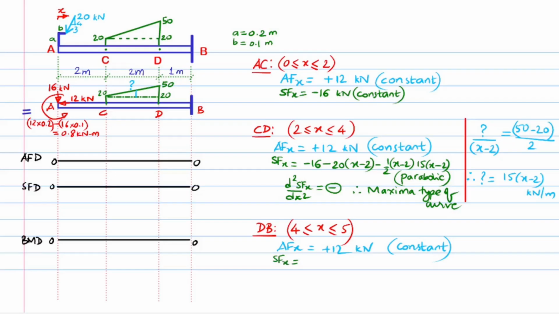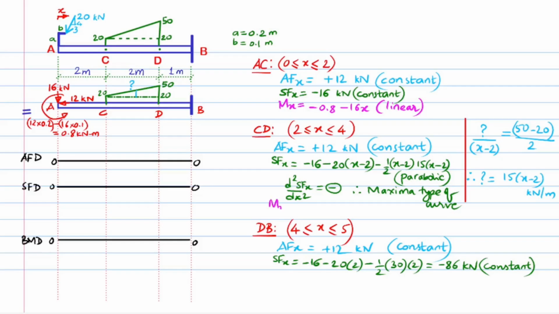For region DB, the shear force at x equals minus 16 minus 20 times 2 minus half times 30 times 2, which equals a constant value of minus 86 kilonewtons. The bending moment at x for the region AC is written as minus 0.8 minus 16 times x, which is linear.